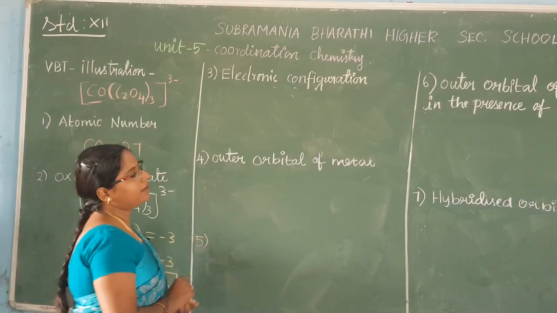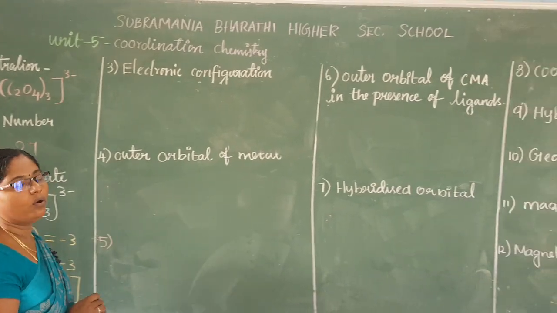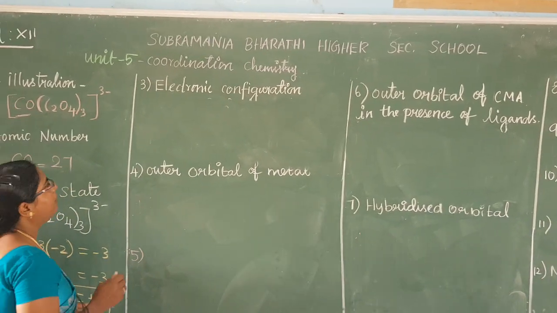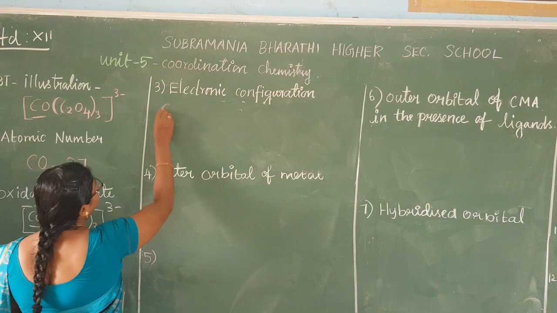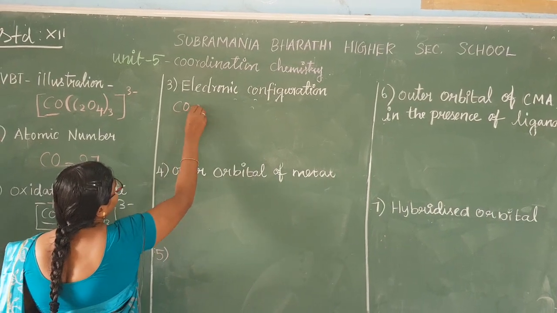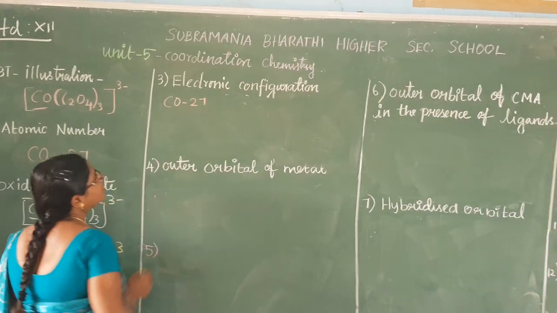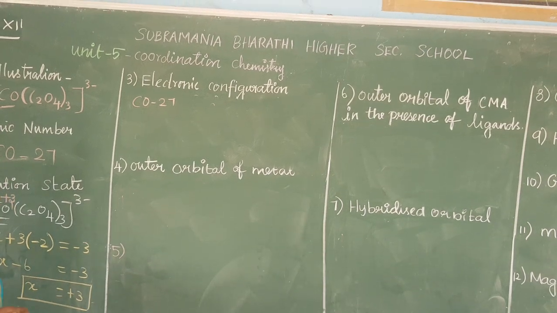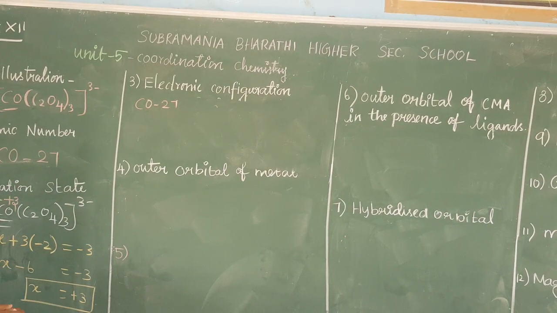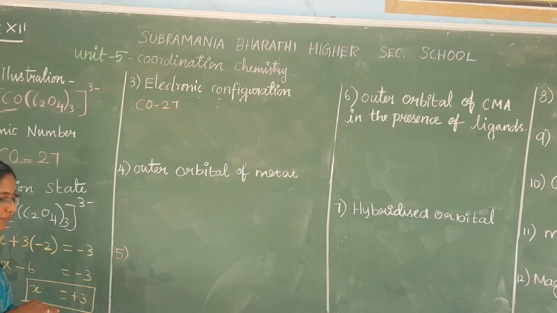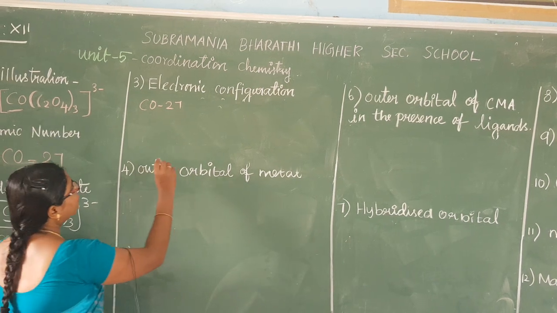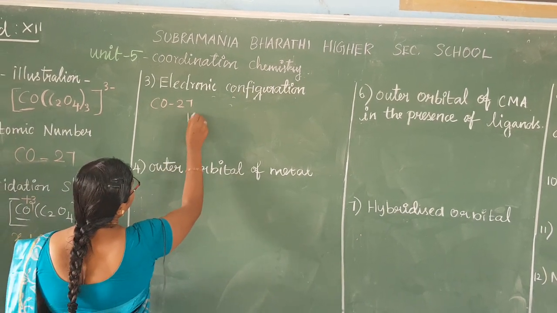Then the next step, I have to write the electronic configuration for the central metal atom. What is the central metal atom? Cobalt. The atomic number is 27. If you know the atomic number only, then only you are able to write the electronic configuration for any element. Let me write the electronic configuration.